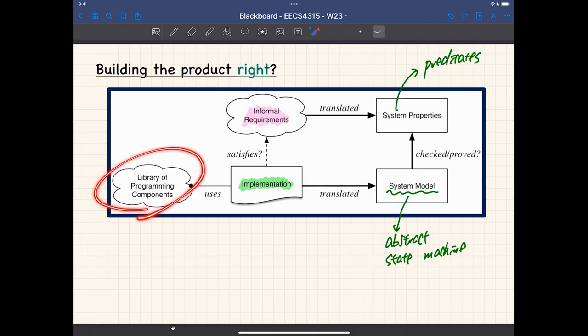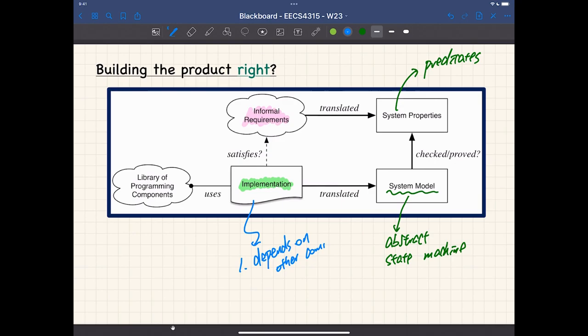So basically two points over here. Number one, your implementation may depend on other components, like library methods. Number two, those components ought to be certified. Should be certified. Okay, yeah, conceptual. Just make sure you understand that.